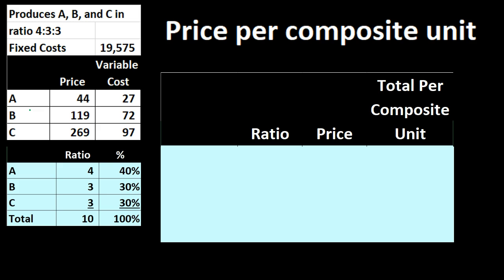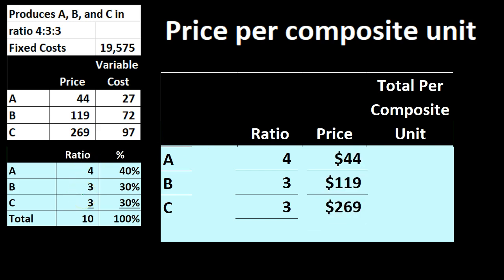We want to get the price per composite unit, then with the variable costs per composite unit, that will give us the contribution margin per composite unit, on which we can use the break-even type of analysis. So for the price per composite unit, we have our inventory items A, B, and C. Then we have our ratios, 4, 3, and 3, as we saw in the prior presentation. And then we have our prices: 44, 119, and 269. This is how much they cost individually.